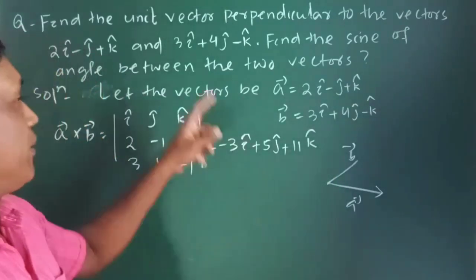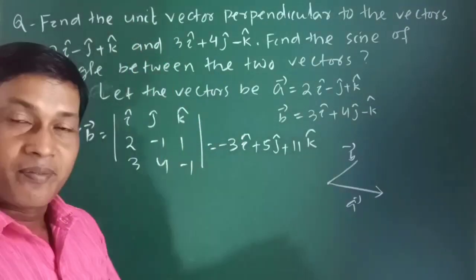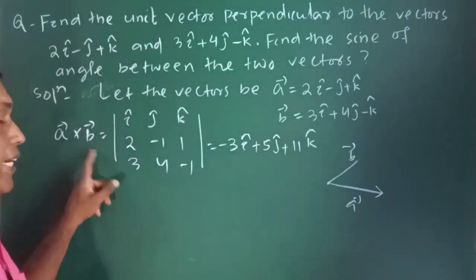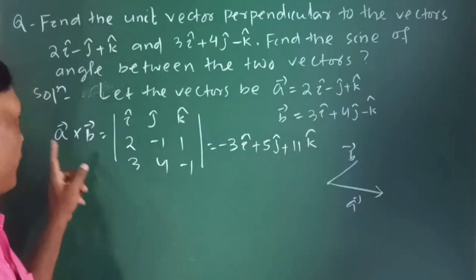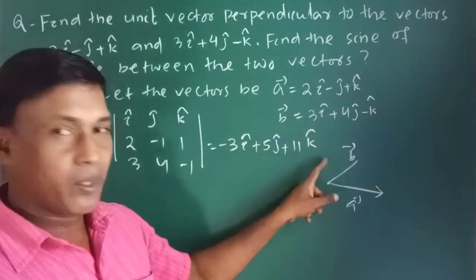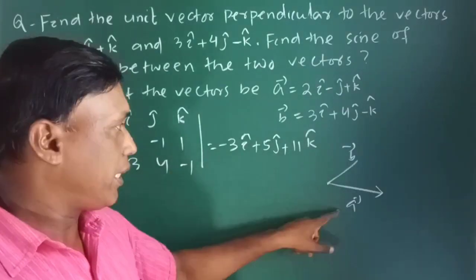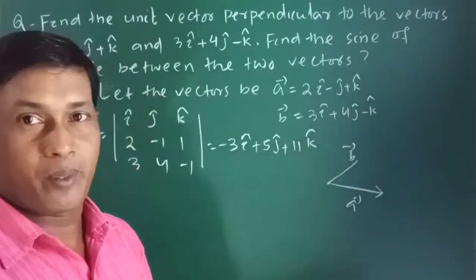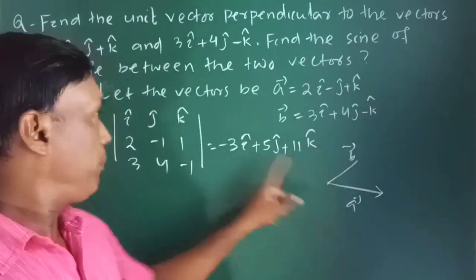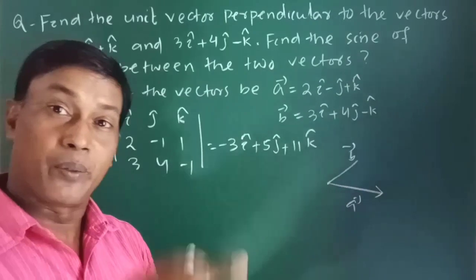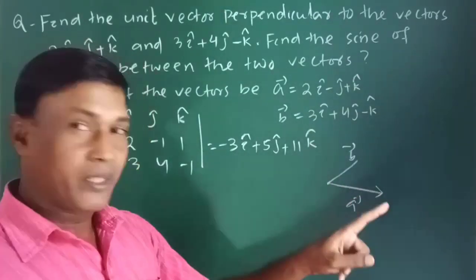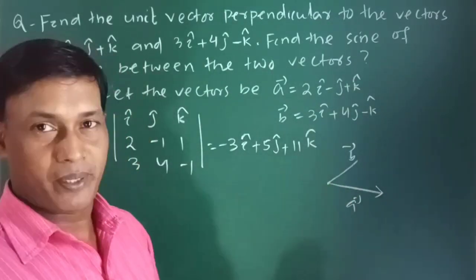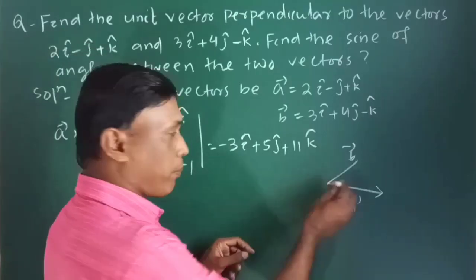So that unit vector must be in the direction of A cross B, because A cross B is perpendicular to A and B. A cross B, A and B both को perpendicular है. तो A क्रॉस B वेक्टर की डायरेक्शन में जो यूनिट वेक्टर है दैट यूनिट वेक्टर इज परपेंडिकुलर टू A and B. A क्रॉस B is perpendicular.